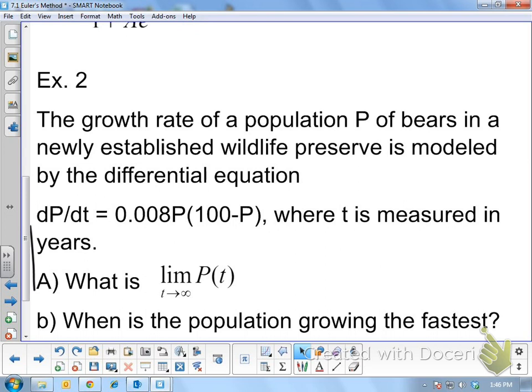So, growth rate of the population P of bears in a newly established wildlife preserve is modeled by the differential equation dP/dt equals 0.008 P times (100 minus P). t is measured in years. So our first question is, what is the limit as t approaches infinity of P of t?